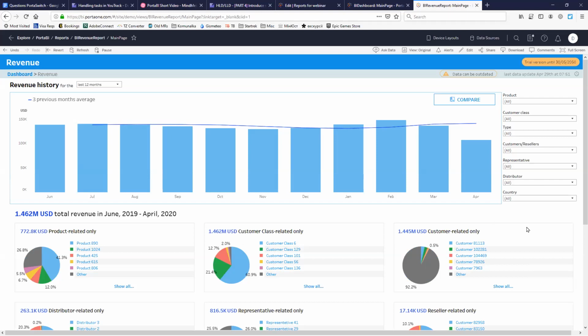So again, I'm not going to spend much time here. I think you get the general idea that it shows the history, it shows the revenue split. You can change the period, you can apply various filters. That's pretty much the basis.